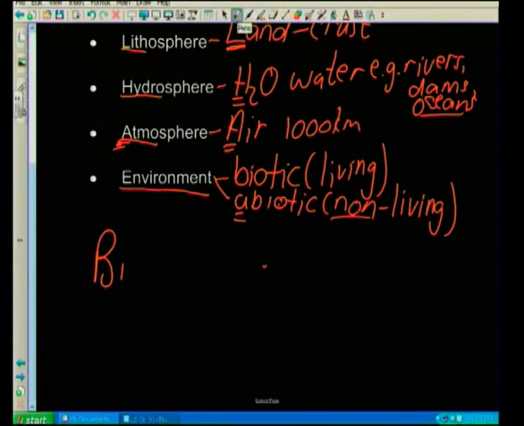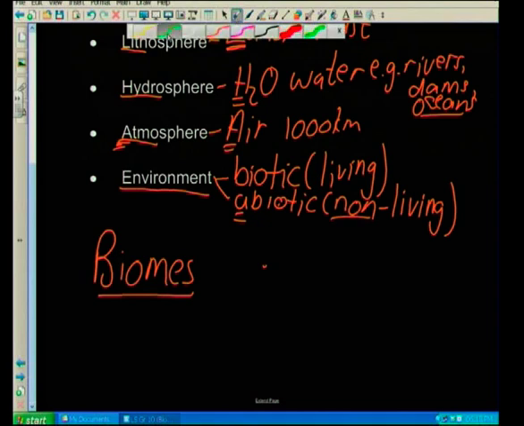Now something that I don't have on this page, let me just extend the page, is the biomes. All right. Right, now remember the biomes. We said that there are 4 distinct biomes, but in South Africa we have 7 biomes. Try and remember them, all right?